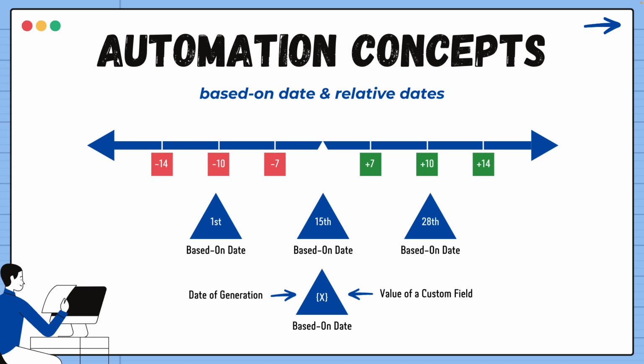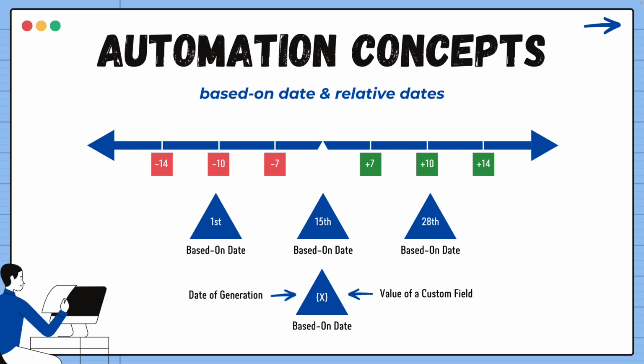So now look down at the bottom, you see that the based on date could be a variable, right? So it could be the date of generation, meaning the date that we trigger the appropriate automation, in which case negative relative dates don't make sense, but you would know that and you would build your automations in the right way. Or the variable could be the value of a custom field.